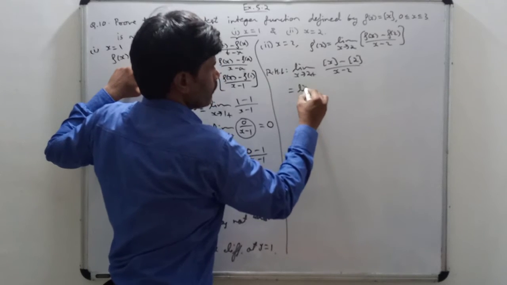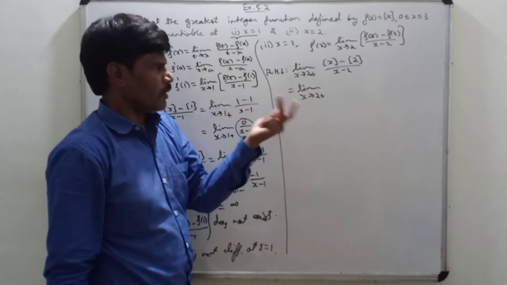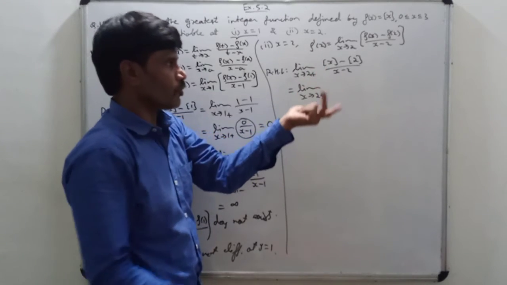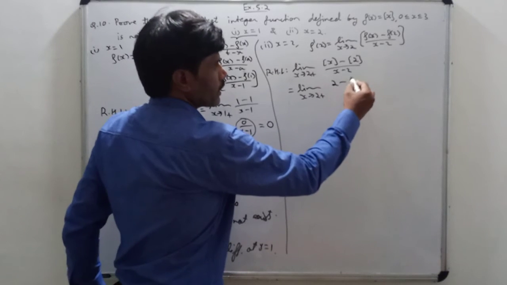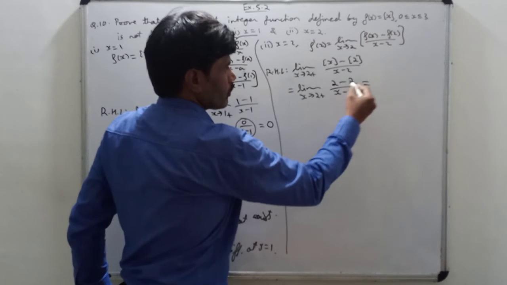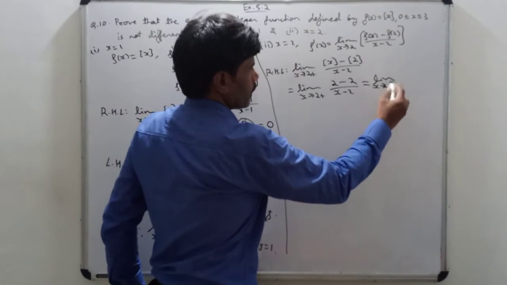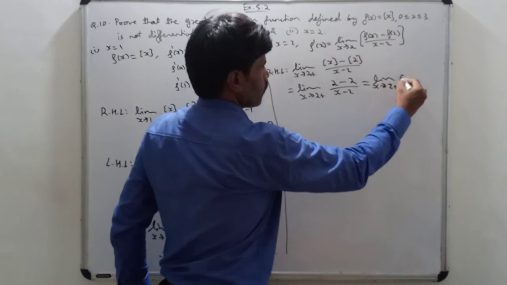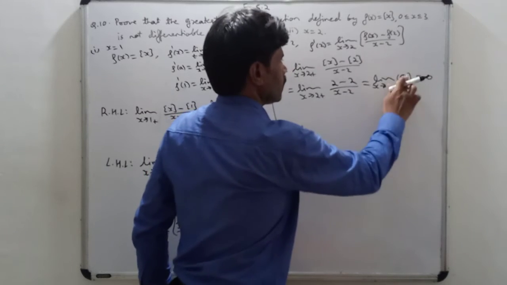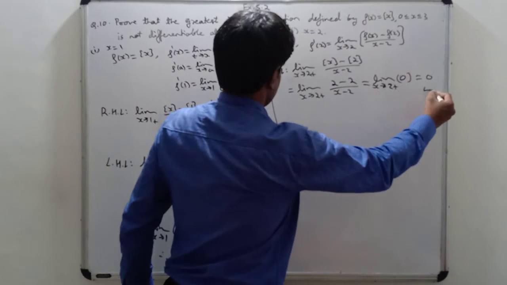So that is equal to the limit x tends to 2 plus. x tends to 2 plus means 2.01 or near to 2, greater than 2 but near to 2. So what is the integral value of 2.1 or 2.01? 2. Minus the integral value of 2, which is 2, upon x minus 2. So the numerator will be 0, 2 minus 2 is 0, and 0 upon anything will be 0. The limit of a constant is the constant, 0.